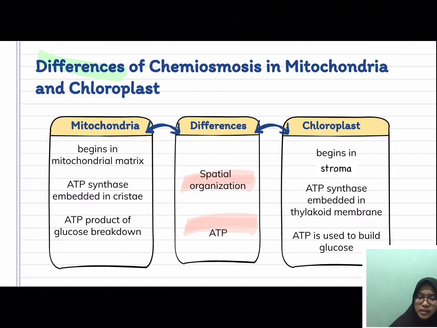The first difference is that in the mitochondria, the chemiosmosis begins inside the mitochondrial matrix, while in the chloroplast, it begins in the stroma. The second difference is about ATP synthase, which in mitochondria is embedded inside the cristae, while in chloroplast it is embedded inside the thylakoid membrane. And the last one is about ATP. The ATP produced in mitochondria is the product of glucose breakdown, while in chloroplast it is used to build glucose.